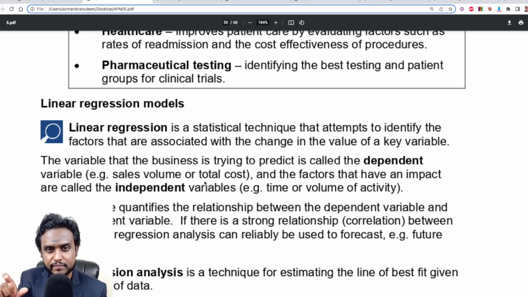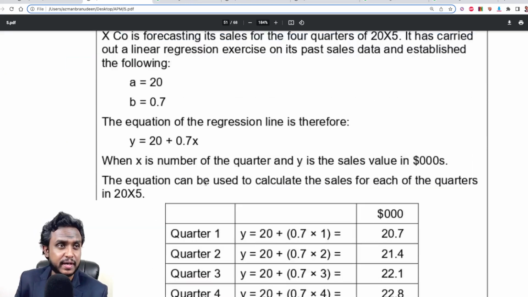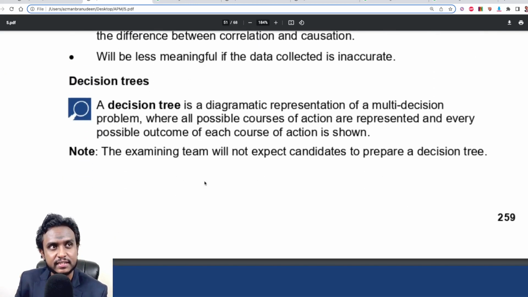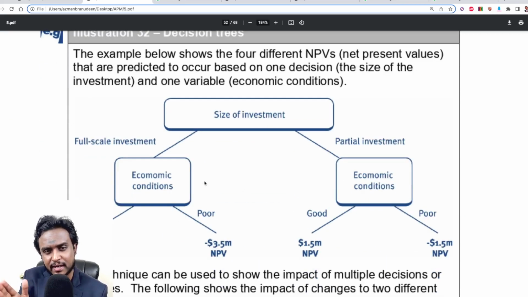So linear regression, using this formula, which you can fully automate using computer software. Decision trees, in terms of probability theory, where you're looking at, if this happens, that will happen. So for example, here, size of the investment, you can either go for full scale or partial. And under those two conditions, the economic conditions may be good or poor. So it's essentially different decision tables, right?